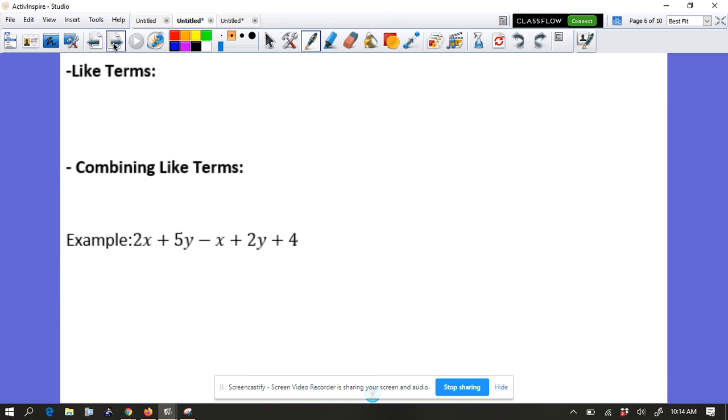The last thing that we're going to do today is look at what like terms are and combining like terms. So like terms have the exact same variable.